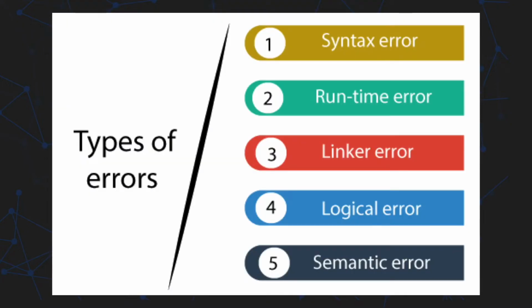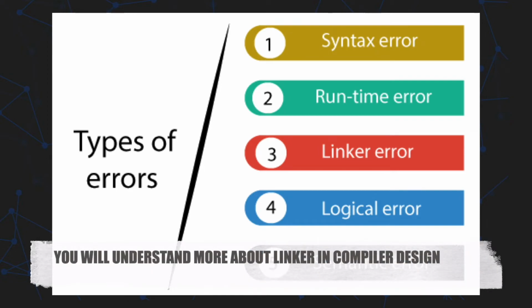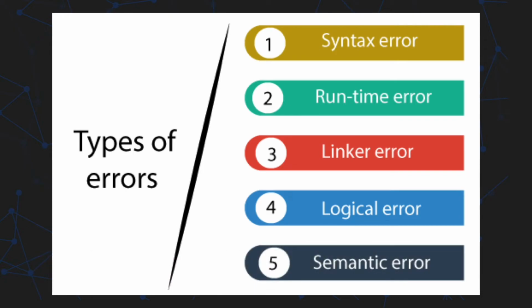Now comes the linker error. A linker error is basically when, after you execute the program, it is not linked to a particular object file, so it shows an error after that. Then comes the logical error. Basically, you want to print a desired value, but it is logically incorrect. It is showing something, but it is not logically correct, so that is a logical error. Then comes the semantic error.